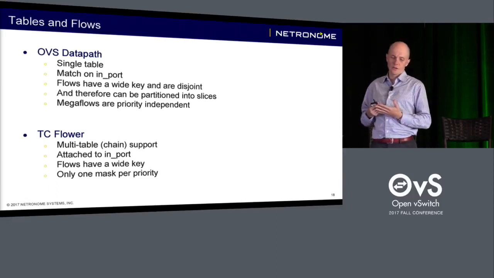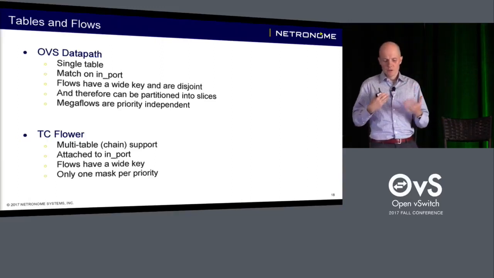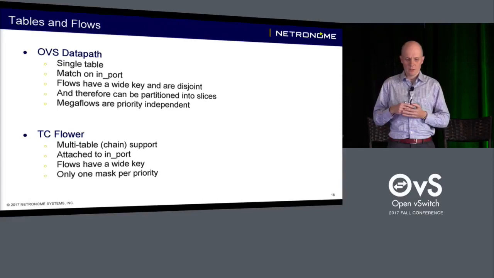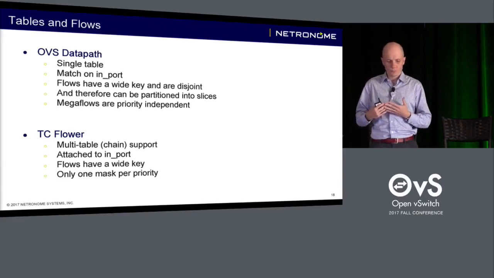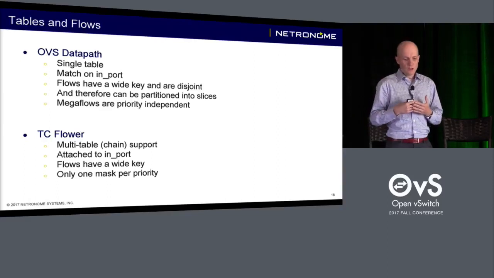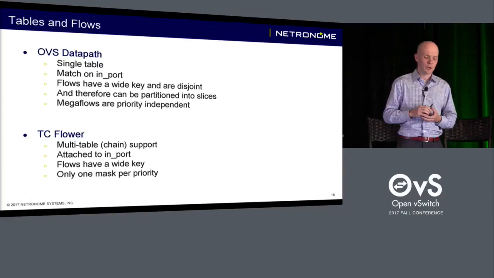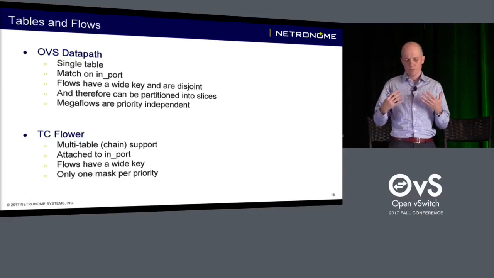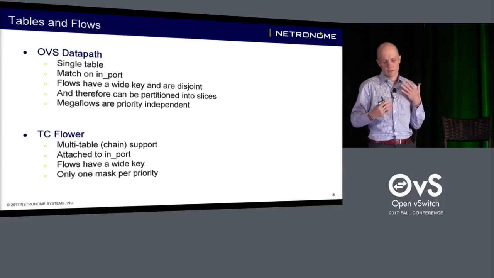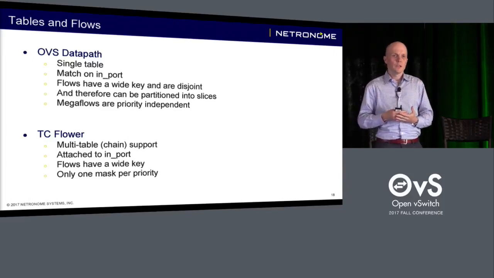In the OVS case, the flows are disjoint, and we can partition them. In TC Flower, the flows may or may not be disjoint. It depends what you want to do. In the OVS kernel data path, we don't really have a concept of priorities as such. We don't really need to because all the flows are disjoint. In TC Flower, it does allow overlapping flows, and there are priorities.